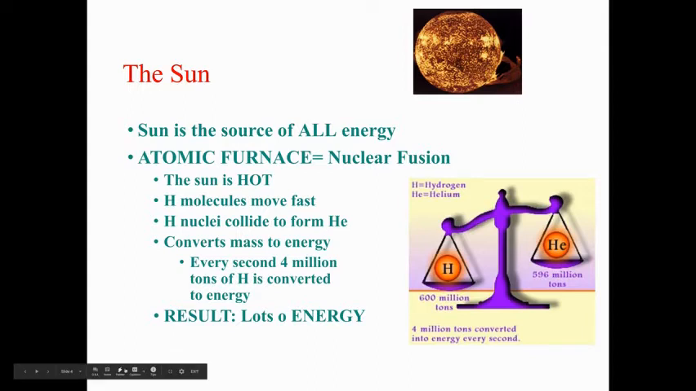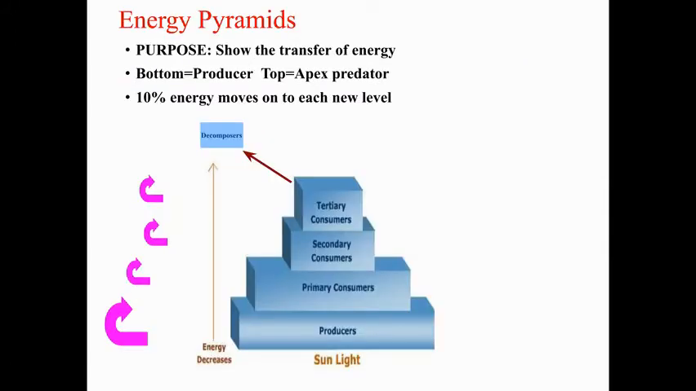So as you can see here, we have 600 million tons of hydrogen being converted into 596 million tons of helium. And as a result, we get 4 million tons of converted mass to energy every second on the surface of the sun. And that's a lot of energy. So how do we harness that energy? One model we use to represent this is called an energy pyramid. This shows the transfer of energy from producers to top consumers.